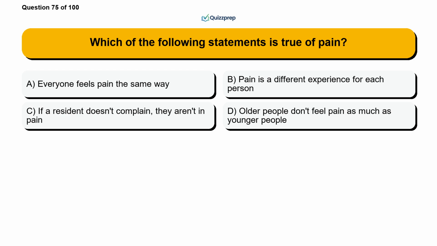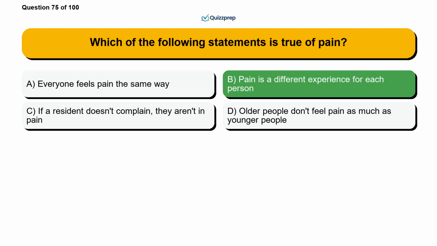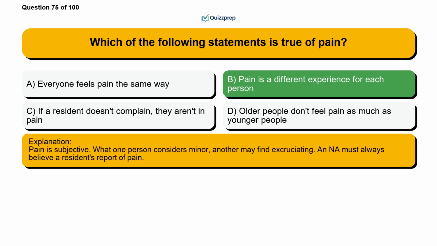Question 75. Which of the following statements is true of pain? Option A. Everyone feels pain the same way. Option B. Pain is a different experience for each person. Option C. If a resident doesn't complain, they aren't in pain. Option D. Older people don't feel pain as much as younger people. The correct answer is option B. Pain is a different experience for each person. Pain is subjective. What one person considers minor, another may find excruciating, and you must always believe a resident's report of pain.